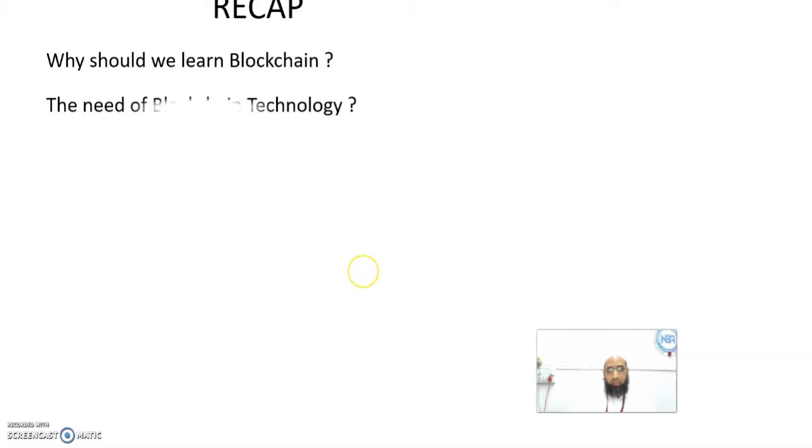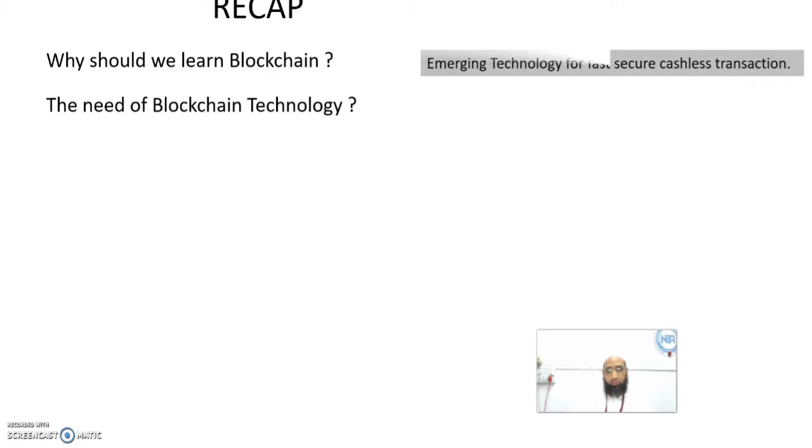So in the last class, let us have a brief recap. In the last class, we learned about why we should learn the blockchain and the need of blockchain technology. So what is the need? It is an emerging technology for fast, secure, cashless transaction.